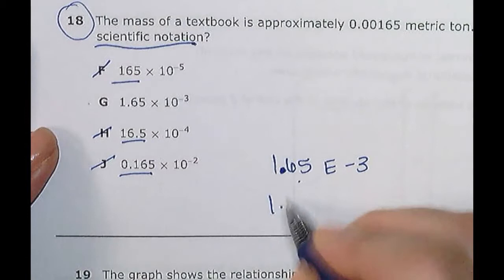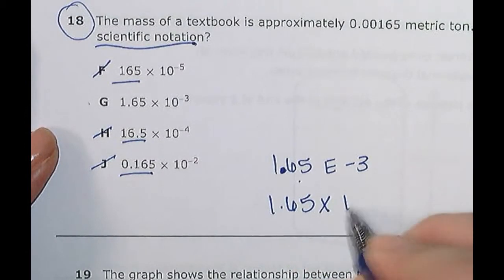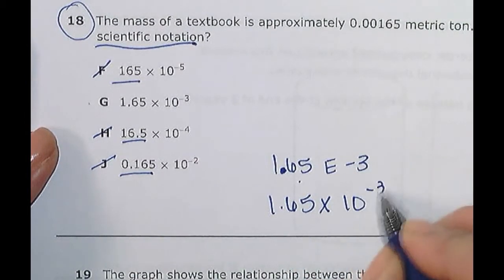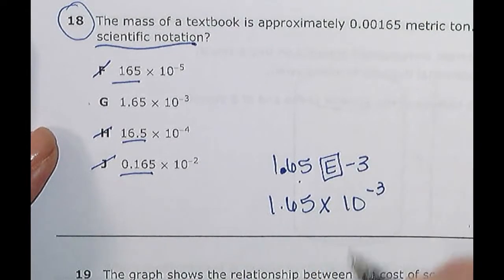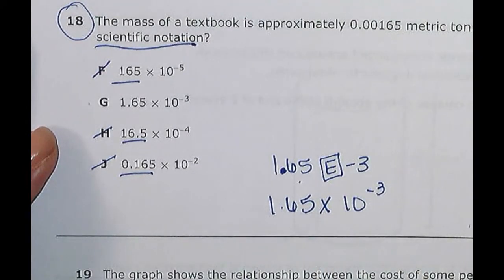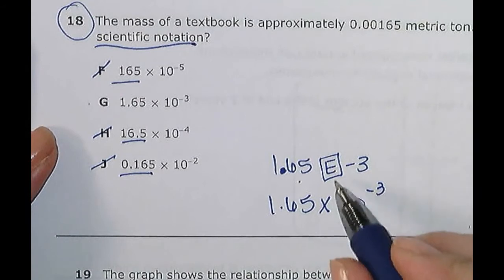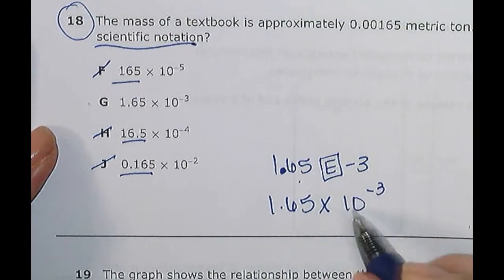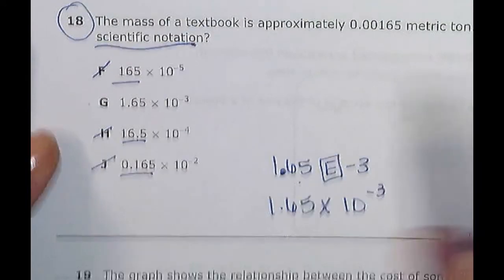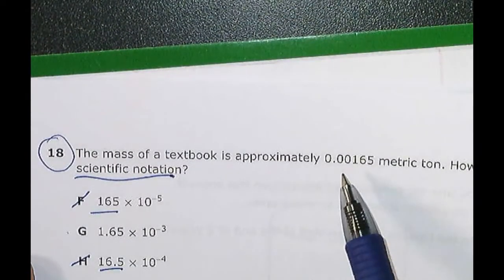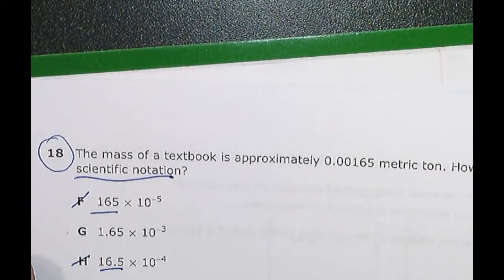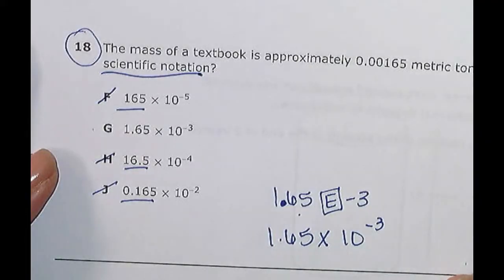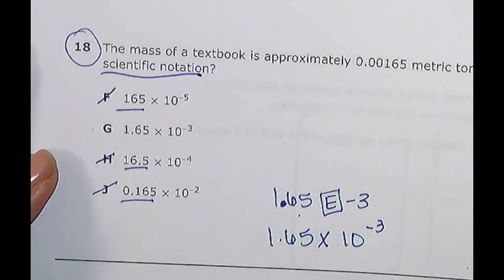Remember, this is 1.65 times 10 to the negative 3. That E, you can call that exponent, you can call that times 10, I don't care what you want to call it, but that E is the exponent right there. If the zeros are on the left, it's negative. If the zeros are on the right, it's positive, just like a number line would be. Any questions? Perfect. Let's go to the next one.